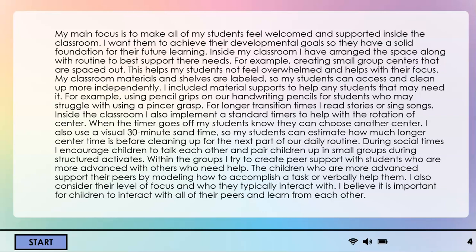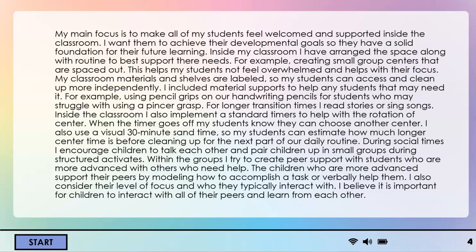Inside the classroom, I also implement a standard timer to help with the rotation of centers. When the timer goes off, my students know they can choose another center. I also use a visual 30-minute timer so my students can estimate how much longer center time is before cleaning up for the next part of their daily routine.